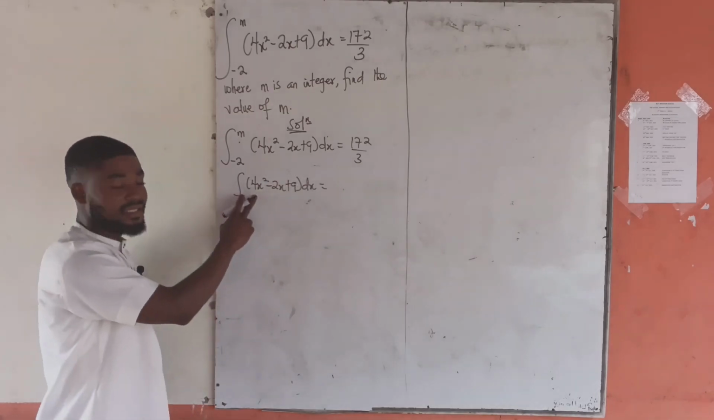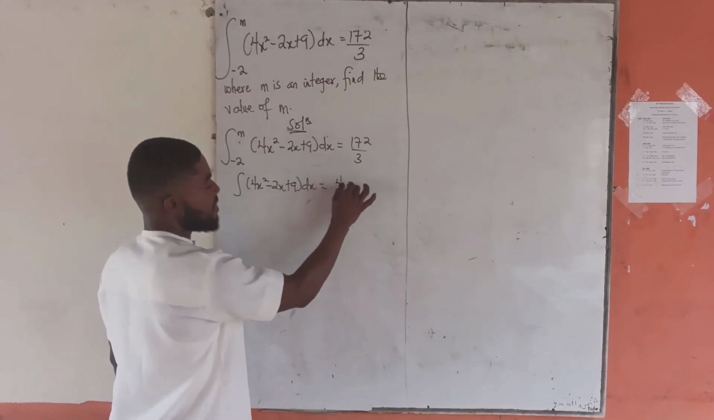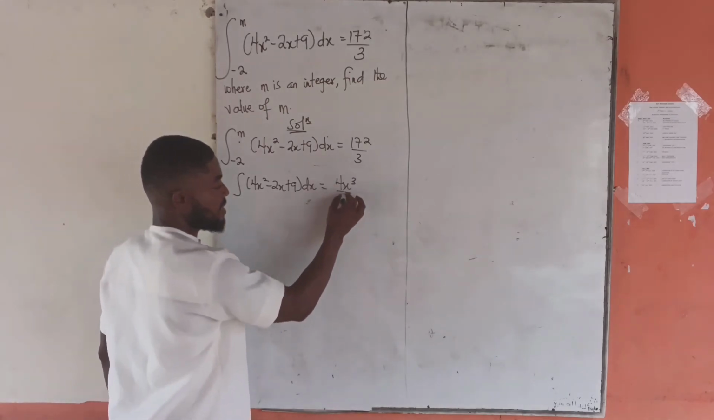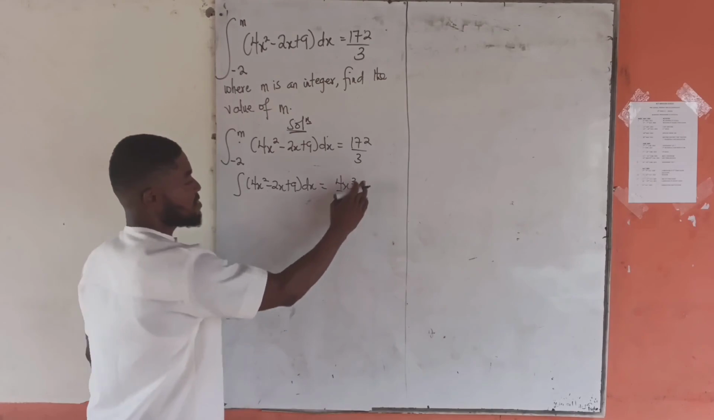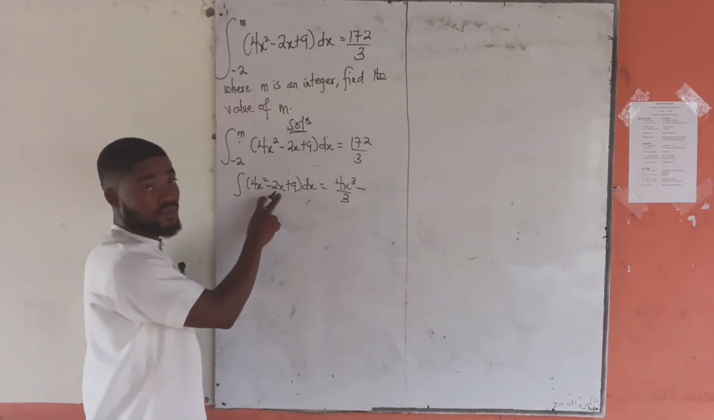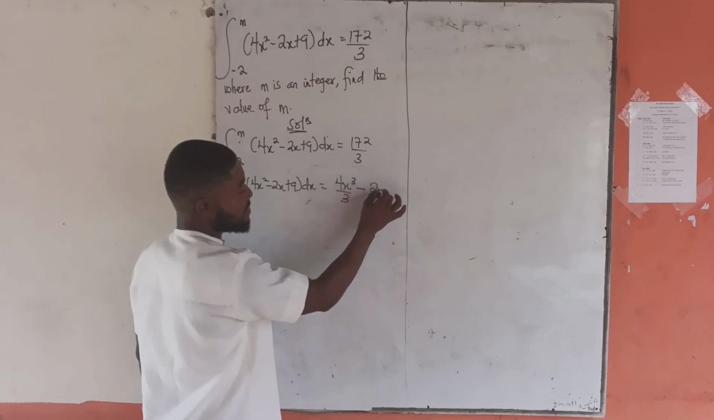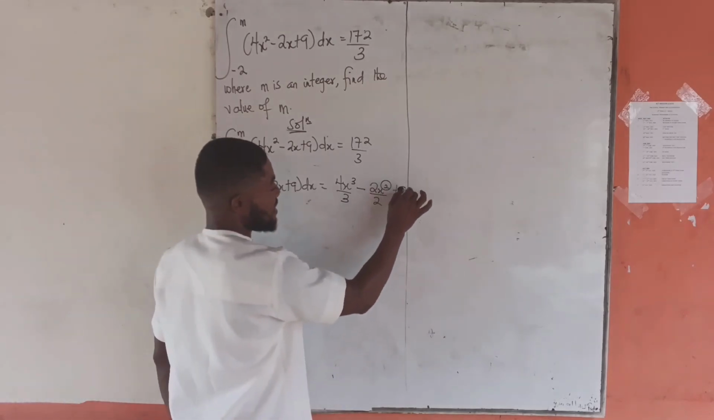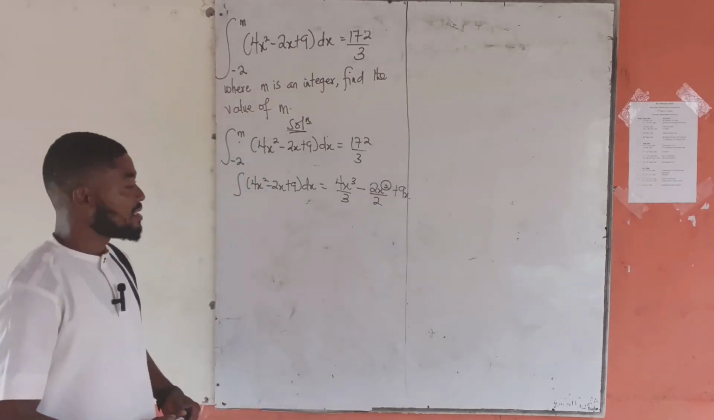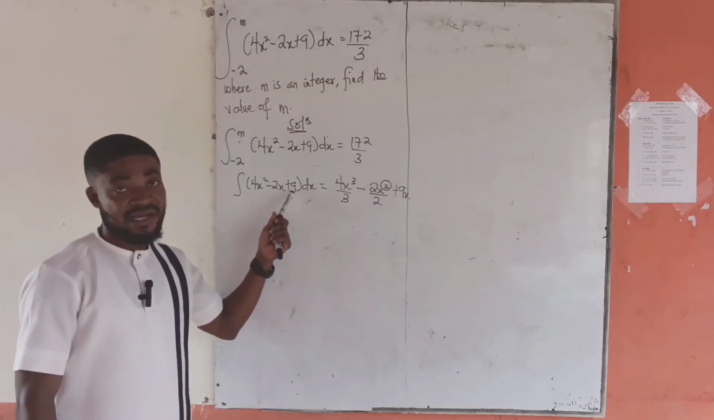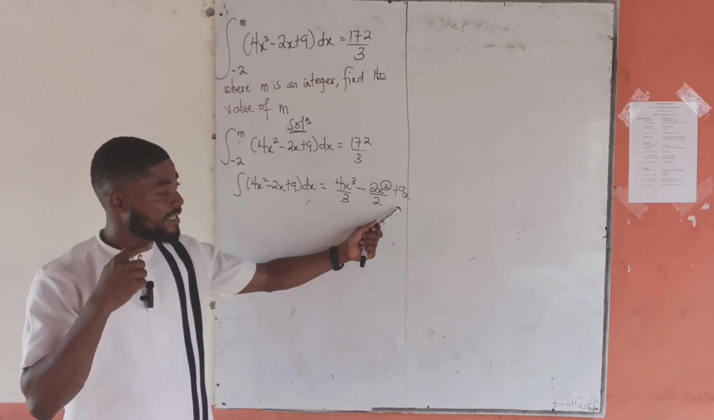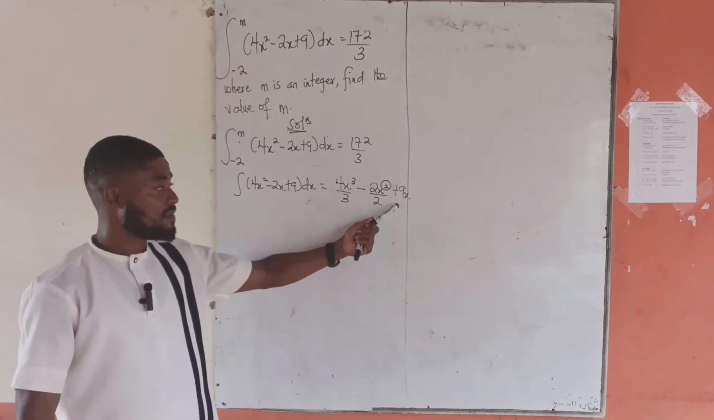So 4x squared now becomes 4x power 3, and then I divide by the new power, which is the 3 here, minus 2x. The 2x now becomes 2x squared divided by the new power 2. And then the last one, which is 9, is 9x power 0. So we add 1 to the 0, making it power 1. 9 divided by 1 is still 9, so this is going to be the same.